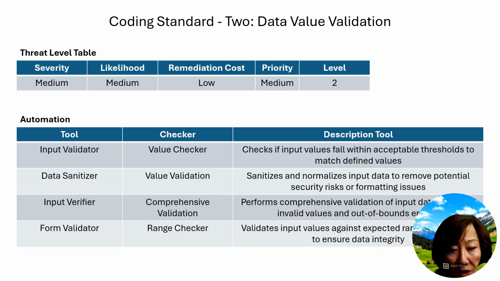The threat level table here for this particular standard: severity is medium, likelihood medium, remediation cost low, priority medium, and its threat level is 2.